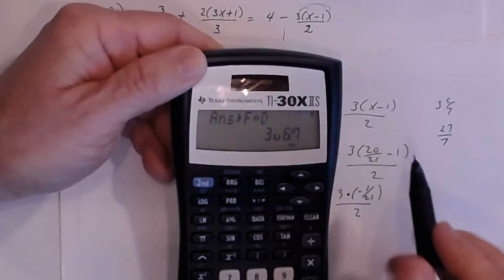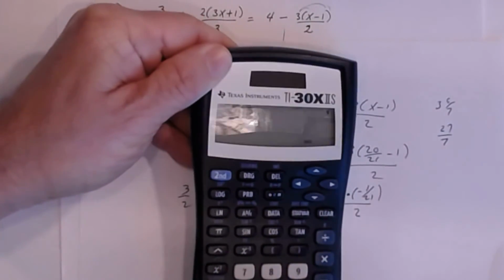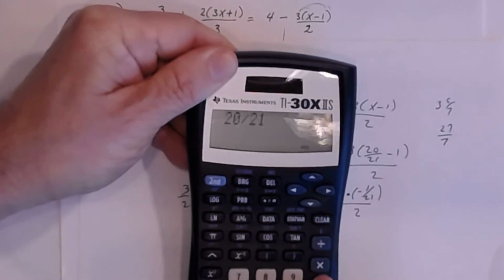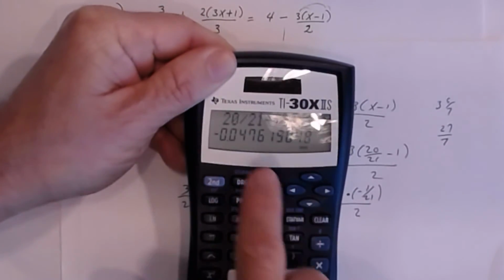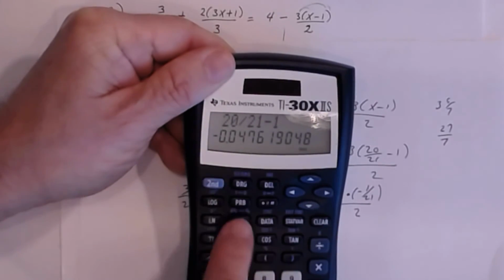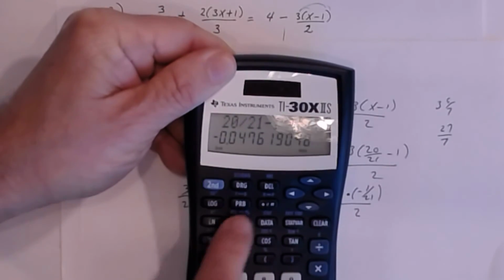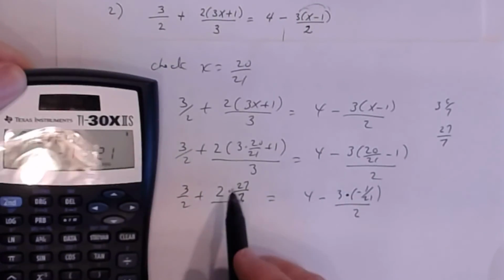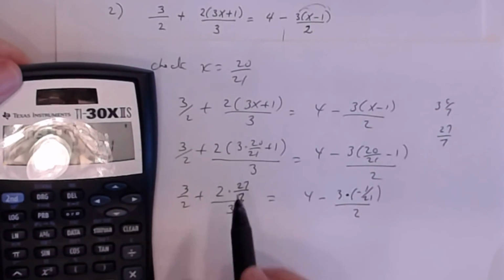If you didn't see this, use your calculator. So 20 divided by 21 minus 1 equals, now you get this decimal, so go ahead and change it to a fraction. So I get, as a fraction, this becomes negative 1 over 21. Okay, now let's go ahead and multiply this out and then divide by 3.